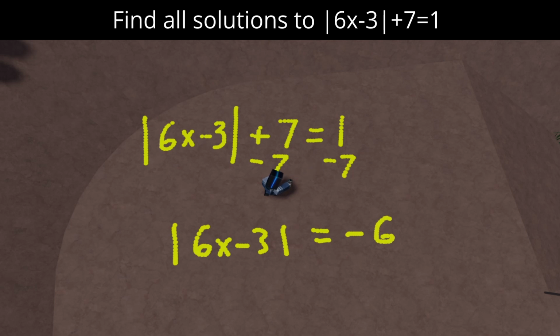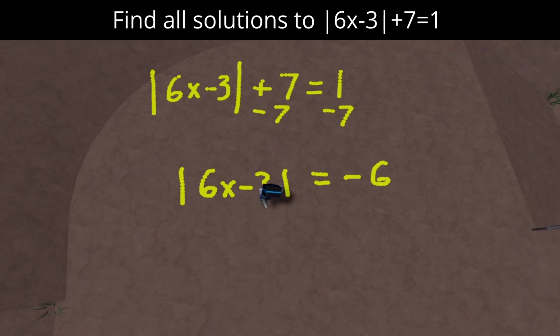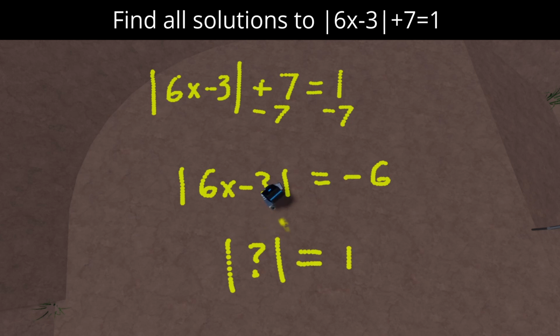Now let's think about this for a moment. This is saying that an absolute value is equal to a negative number. Can an absolute value be equal to a negative number ever? No, because remember, whenever you have an absolute value, it doesn't matter what number you have in it, it always gives you a positive number.